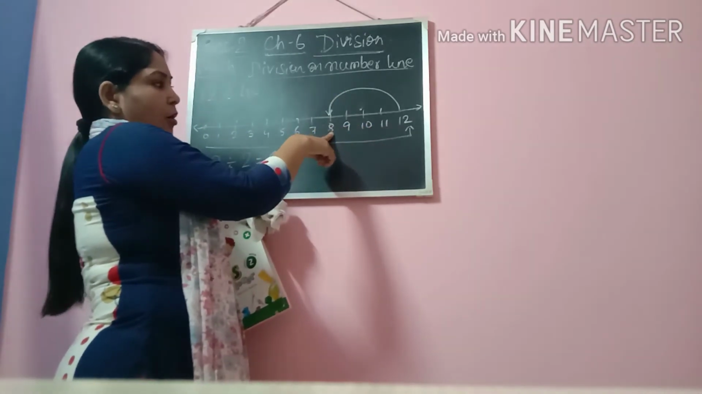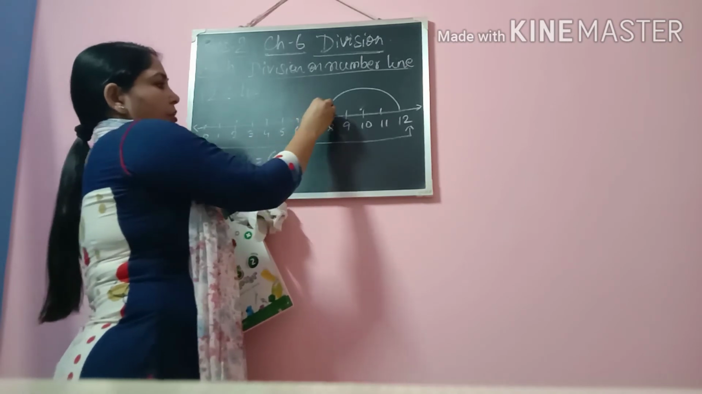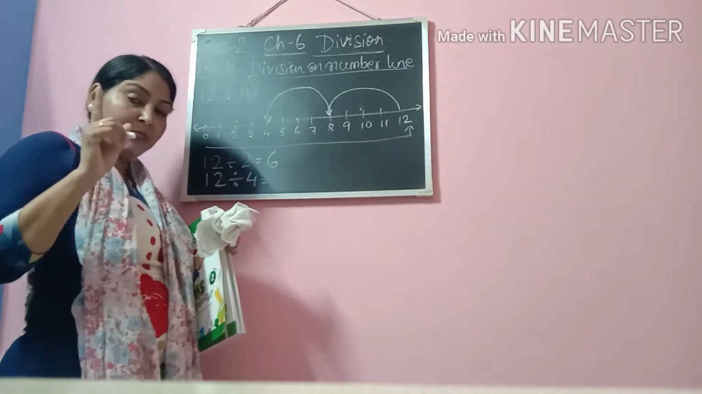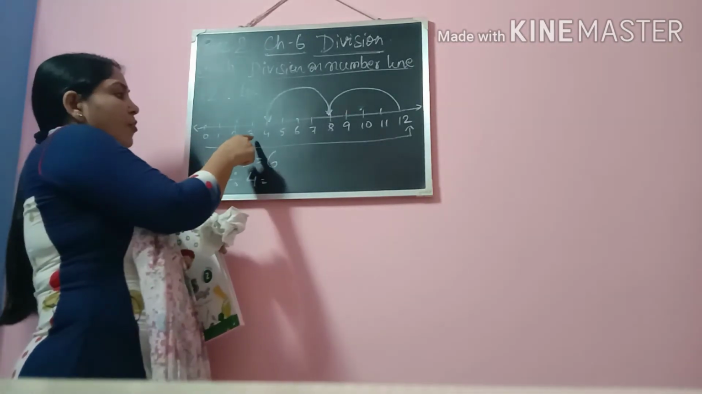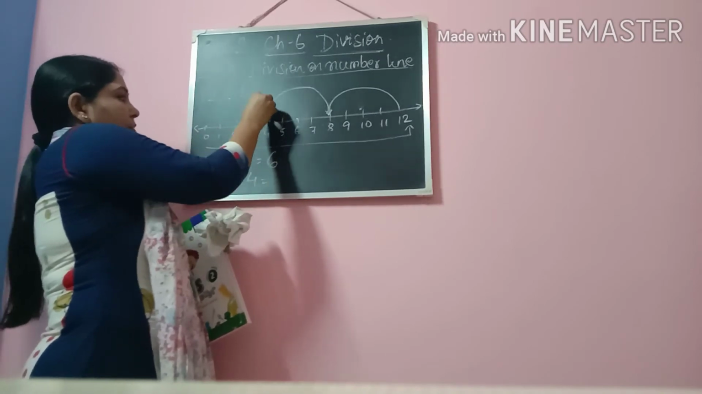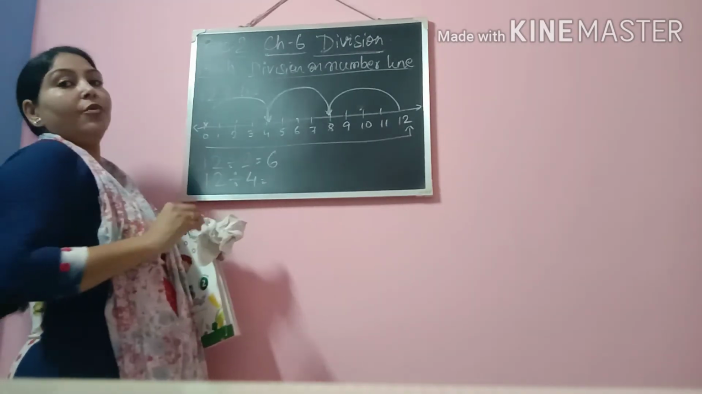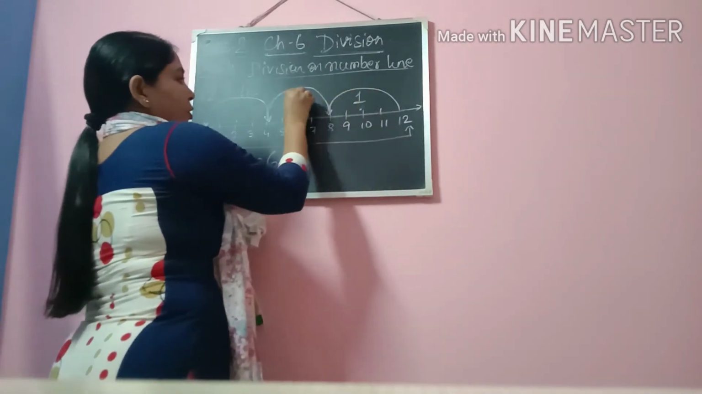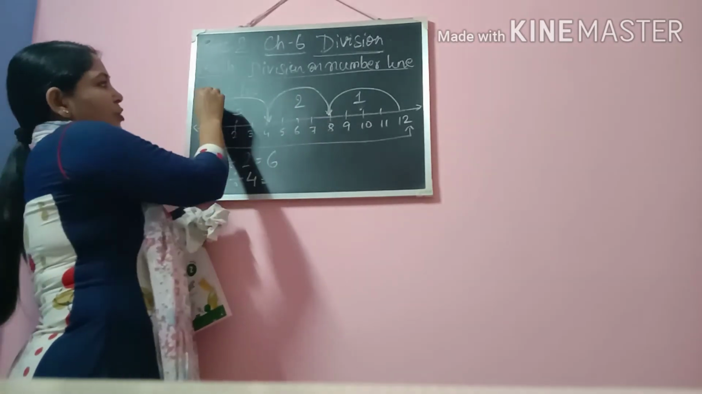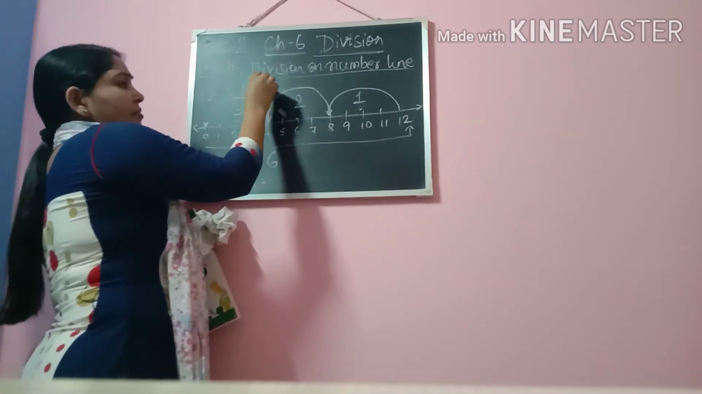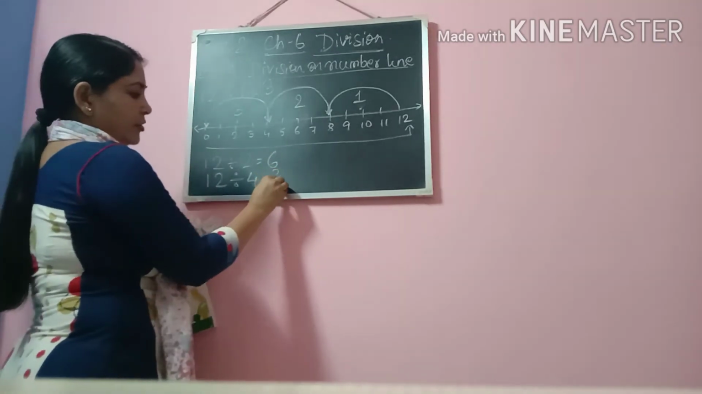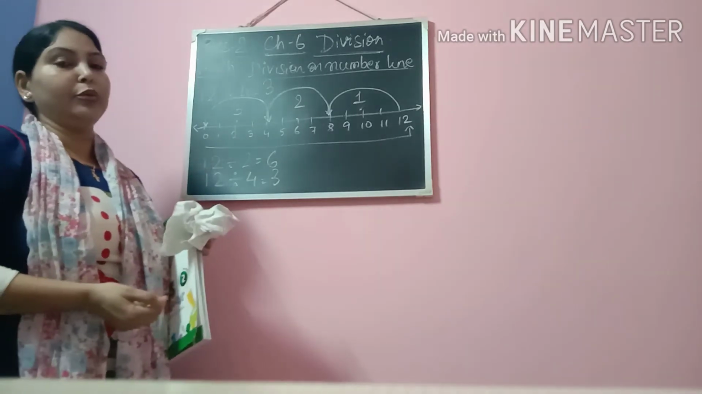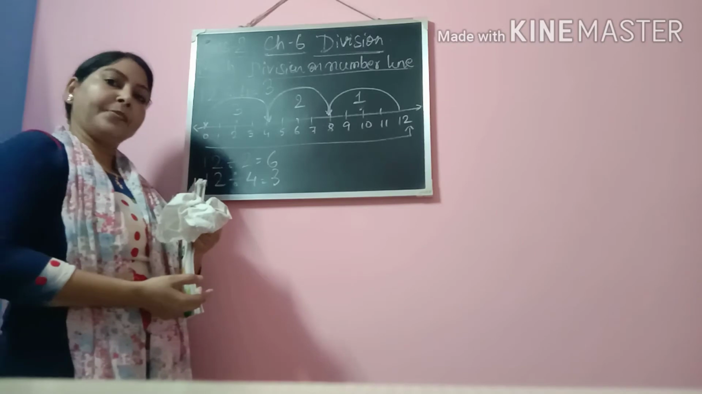Now 8 we are not going to count again. 1, 2, 3, 4. Now from here again. Okay. And we have to reach, remember we have to reach 0. Okay. 1, 2, 3, 4. And now we have reached 0. How many times we have skipped? 1 time, 2 times, 3 times. That means 12 divided by 4 is 3. So here also 3. Okay, in this way, like we have to do division on number line, right?